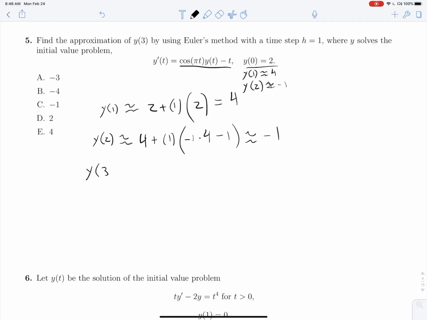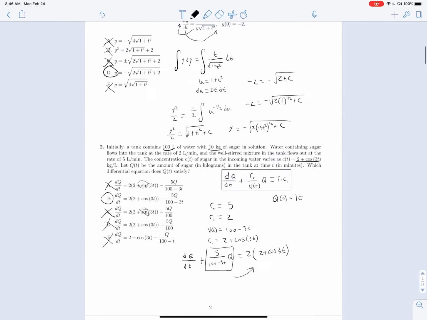And finally, y of 3 will be approximately equal to that previous y value, so negative 1, plus our step size, which is just 1, multiplied by, let's see, well, t is equal to 2, so cosine of 2t will give us 1, times y of t, which is negative 1, so 1 times negative 1, minus t, which is 2, so minus 2. So we have negative 1 minus 3, or negative 4. So our answer is B, which is correct.